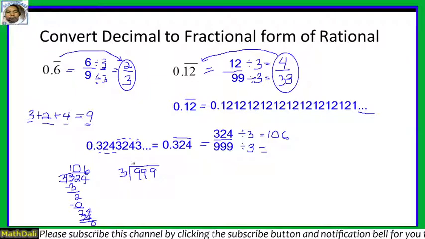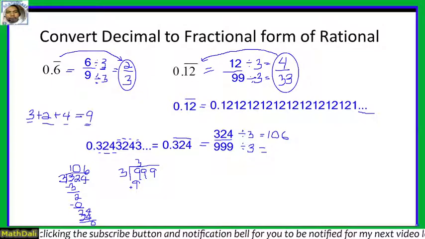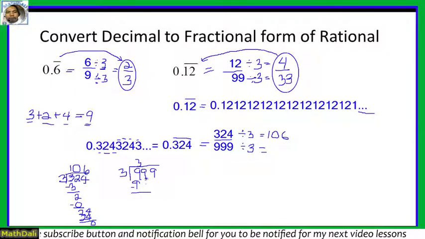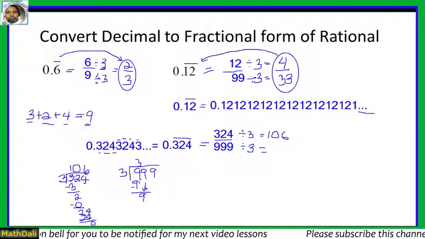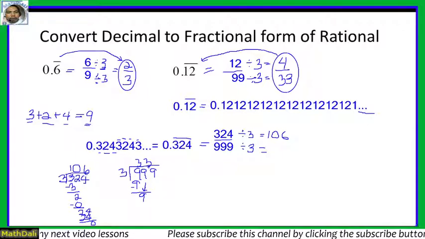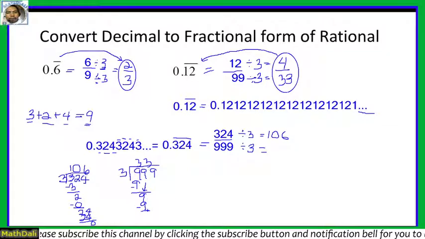So, 9 divide natin sa 3, that is 3. 3 times 3, that is 9. Subtract, that will be 0. Bring down natin ulit yung 9. Okay, so 9 divide natin sa 3, that is equal to 3. 3 times 3, that is 9. Then, subtract natin. And 9 minus 9, that is 0. Then, ito naman yung bring down natin dito.